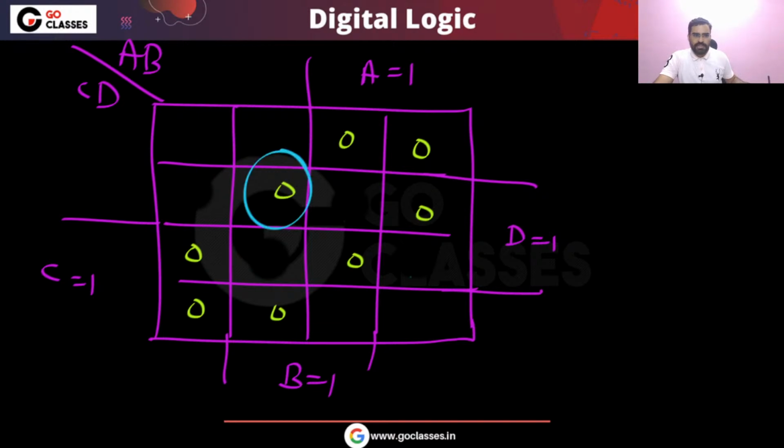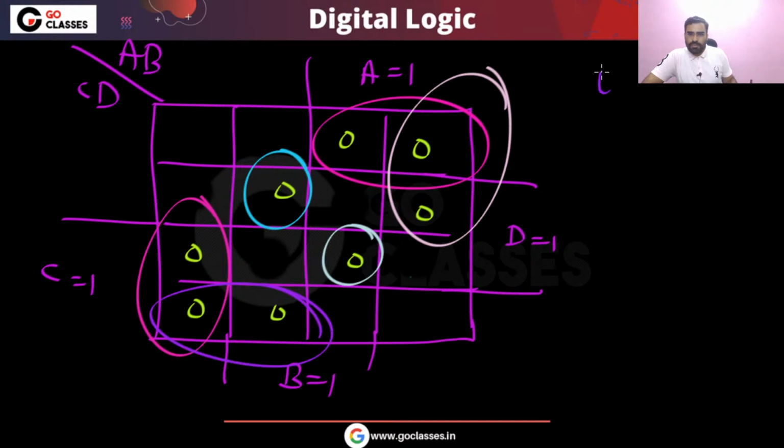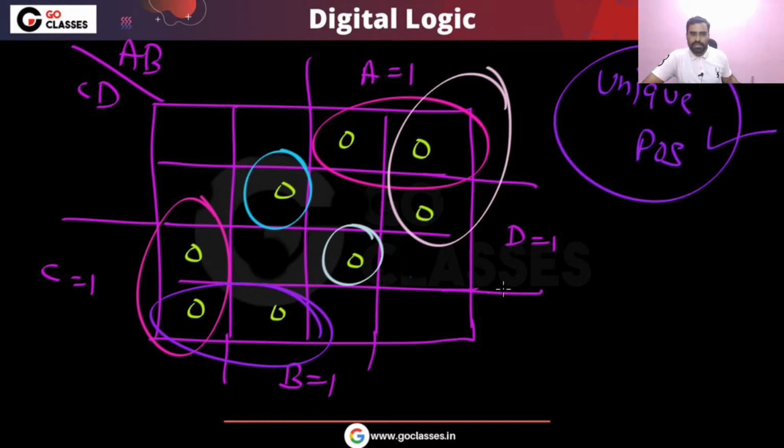This is unique, and you can check this, you will get the same structure. Actually the structure did not change. Sometimes the structure will change, but here the structure did not change. So you are getting the same structure in this question also. There will be a unique POS. Here you will get a unique POS.